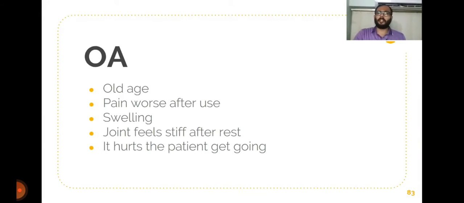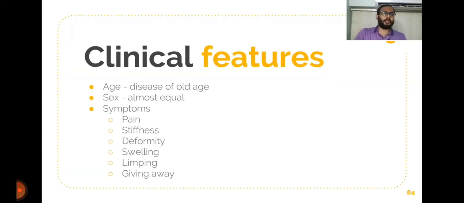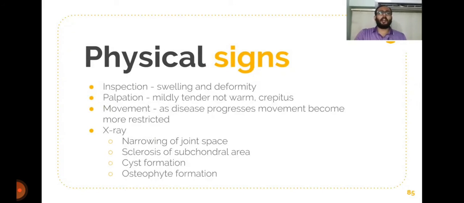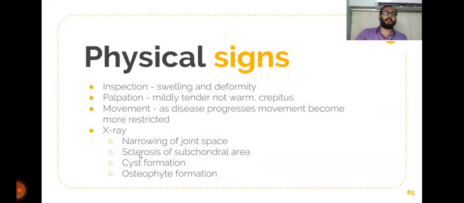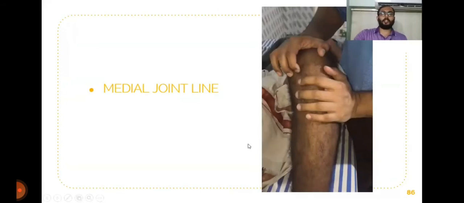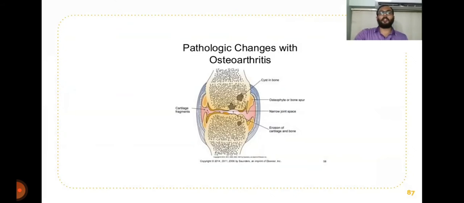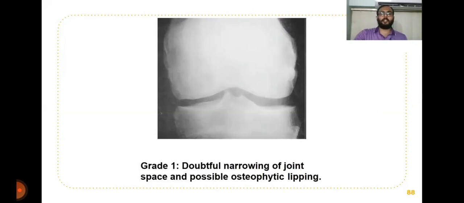Osteoarthritis, as we all know, there is no need of explanation for osteoarthritis. Mainly, I will focus on the clinical examination to diagnose. Regarding X-ray, there will be narrowing of joint space, sclerosis of subchondral area, cyst formation, and osteophyte formation. We all know this medial joint line. It is done in 90 degree flexion of the joint. This is the KL scale. With the KL scale we are doing the grading of the knee joint with X-ray.